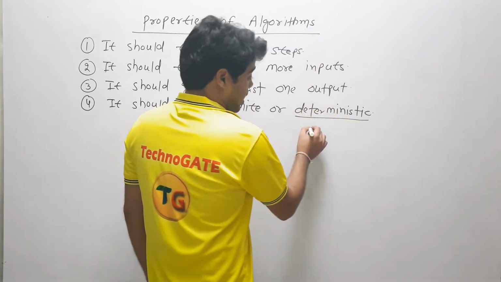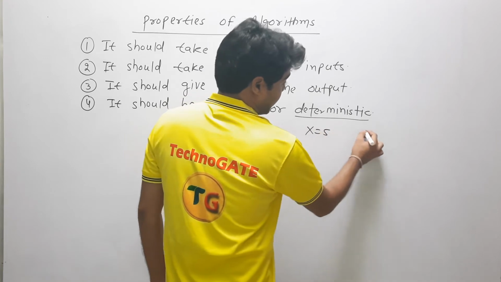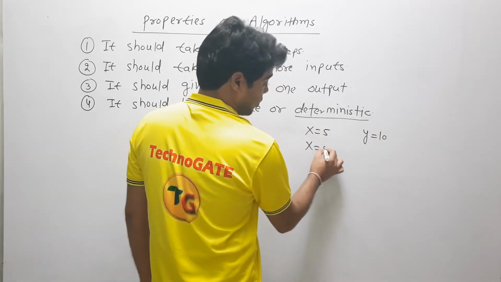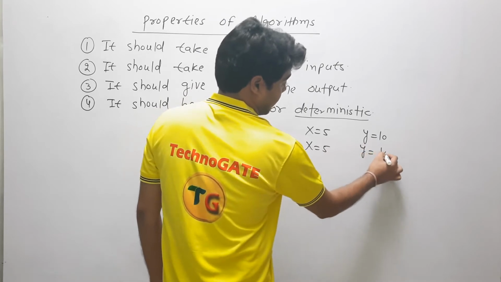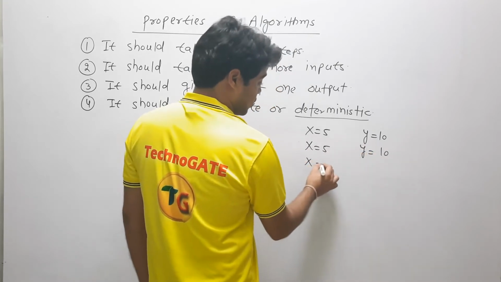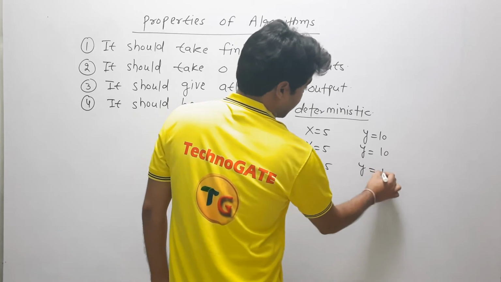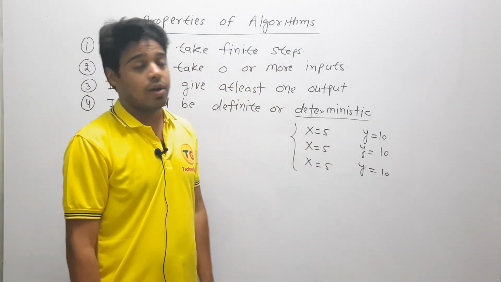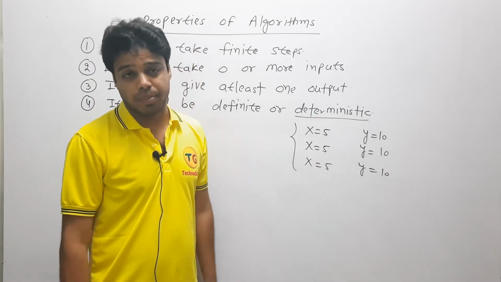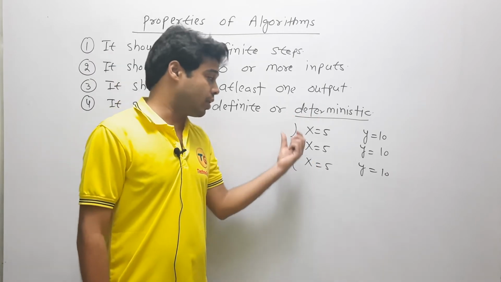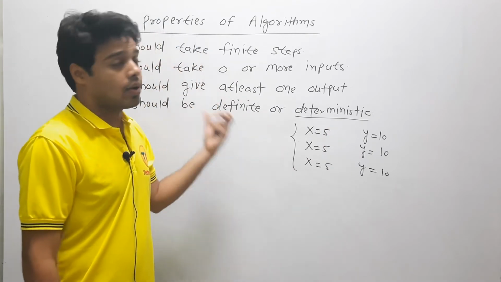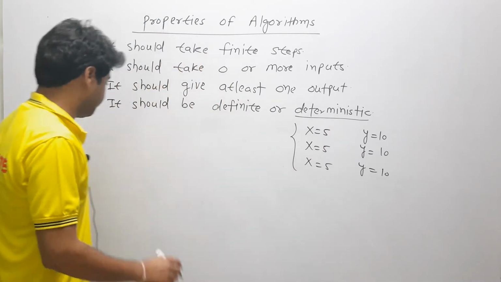Suppose the input is x equals 5, we are getting y equals 10. After 1 month, x equals 5, we are getting y equals 10. After 6 months, x equals 5, y equals 10. So every time we get the same output for the same input, we have the deterministic approach. So for every input, we should always get the same output at every point of time. Then we can say that your algorithm is deterministic.